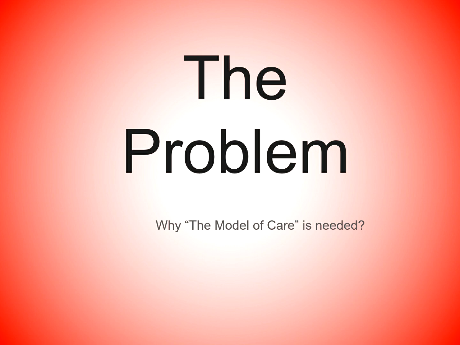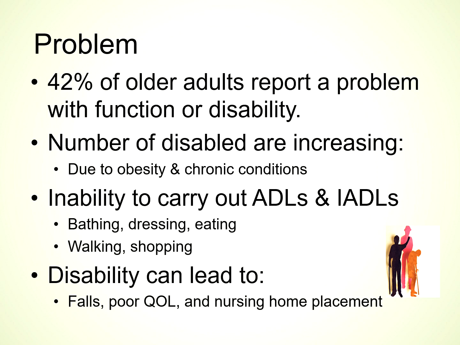So here's the problem and why the model of care is needed. As you know, 42% of older adults report a problem with function or disability, and the number of disabled is increasing due to obesity and chronic conditions. This leads to an inability to carry out ADLs and IADLs like bathing, dressing, eating, walking, and shopping. And disability can lead to falls, poor quality of life, and nursing home placement.